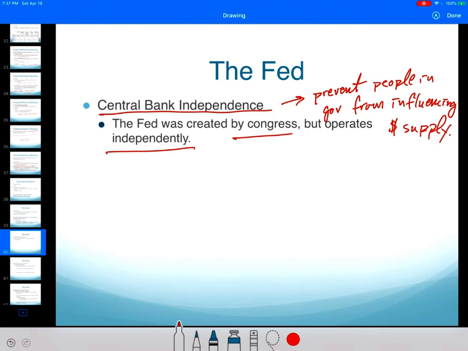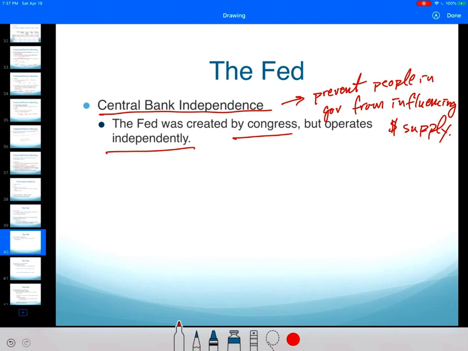Right? The idea is you want your central bank not to be influenced by politicians, okay? So this is what we call central bank independence. In general, what we found is when central banks are independent, they tend not to cause inflation, hyperinflation, or deflation, right? They tend to run the central bank in a more neutral fashion, okay?